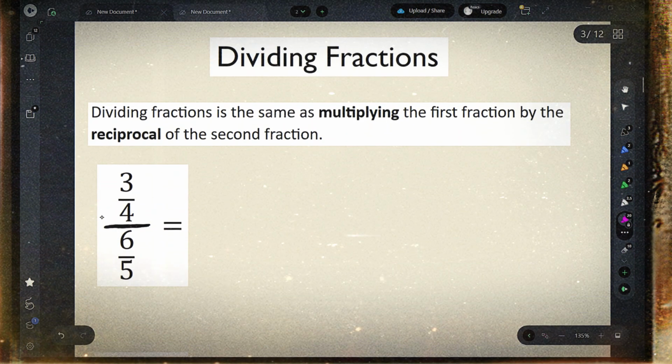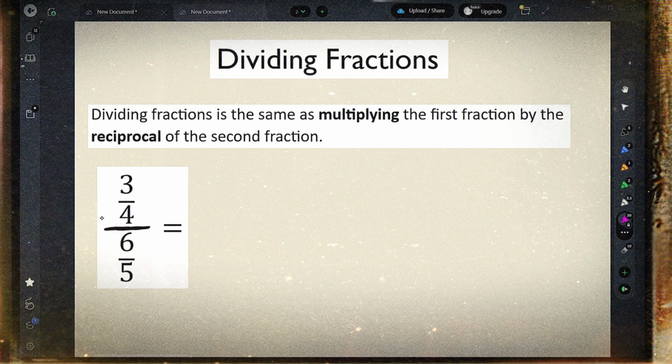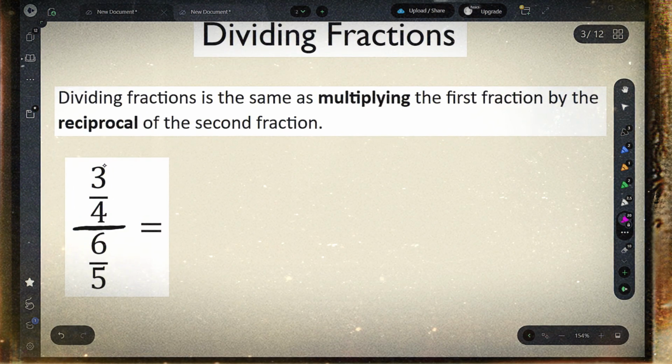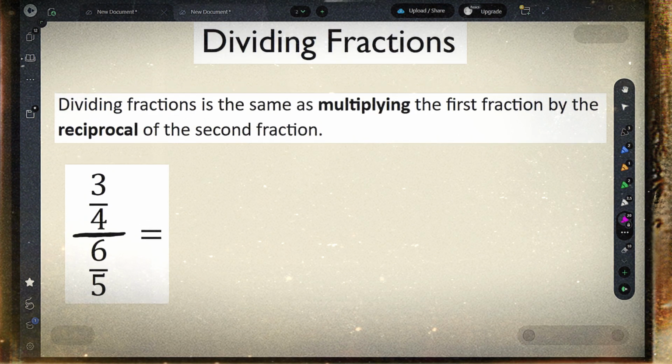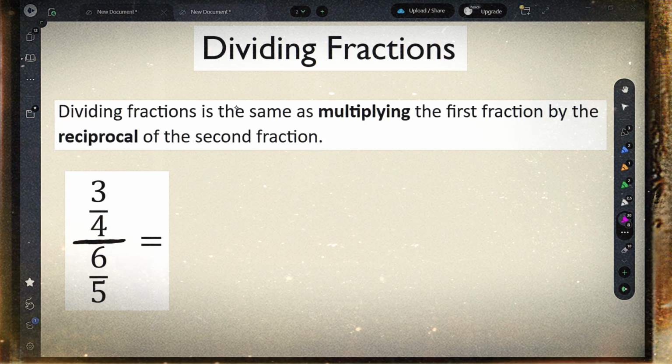Now let's take a look at dividing fractions. And so when we divide fractions, we get something that looks like this here, which is actually a fraction of fractions, because when we write division, we write it as a fraction. So you look at that, it looks a little intimidating, but let's take a look and read what this says here. Dividing fractions is the same as multiplying the first fraction by the reciprocal of the second fraction. So our division problem is actually going to change into a multiplication problem. Let me show you what it looks like.